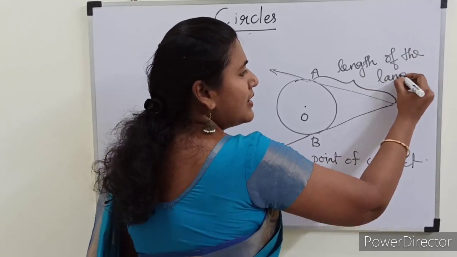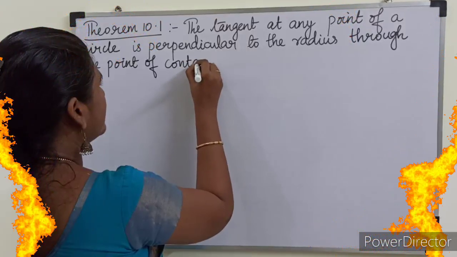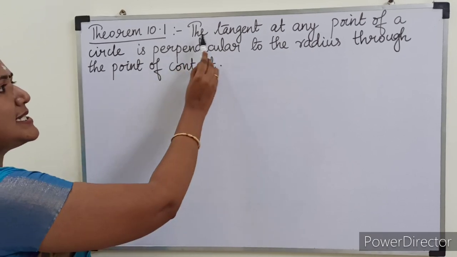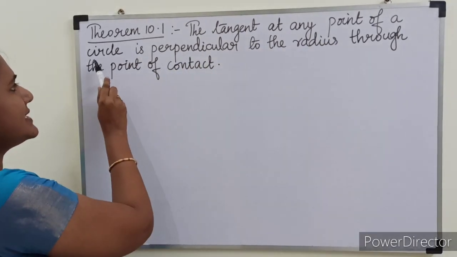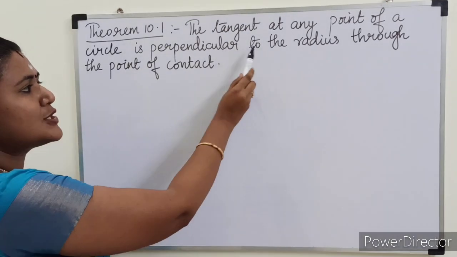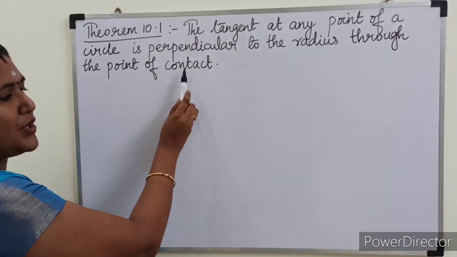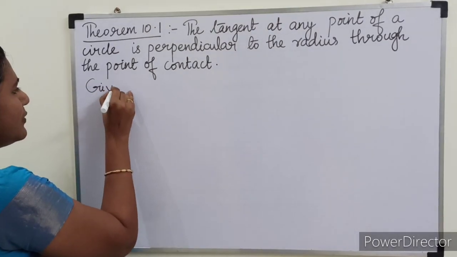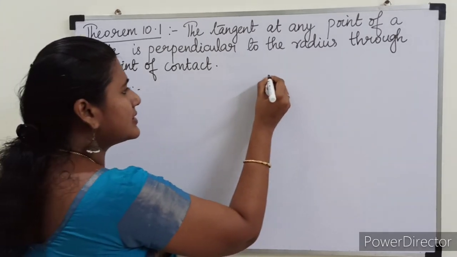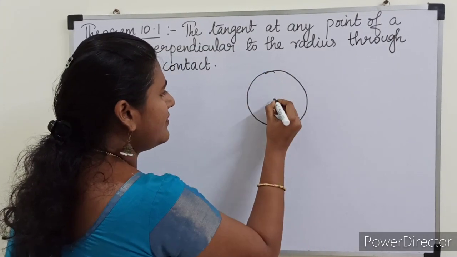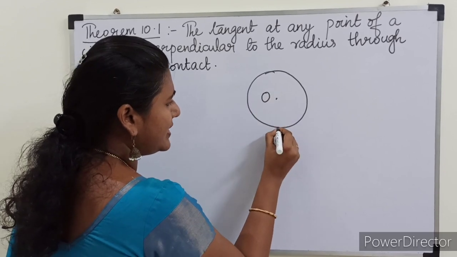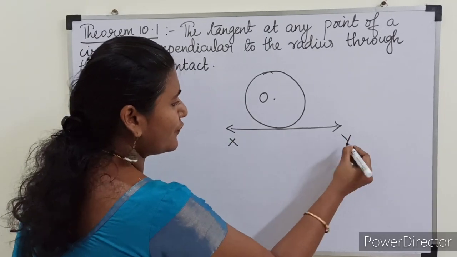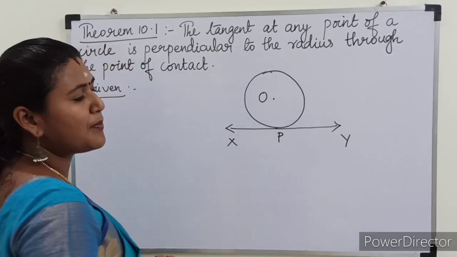Now we will see some theorems. Theorem 10.1. The tangent at any point of a circle is perpendicular to the radius through the point of contact. This is the first theorem. So here, what is given? We have a circle with the center O, and we have a tangent. XY is a tangent of the circle, and P is the point of contact.